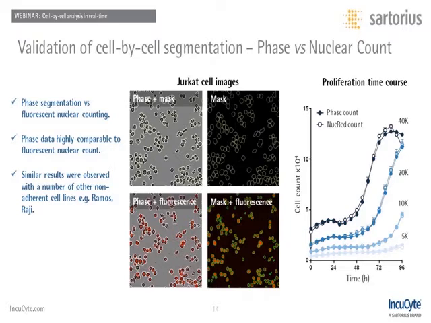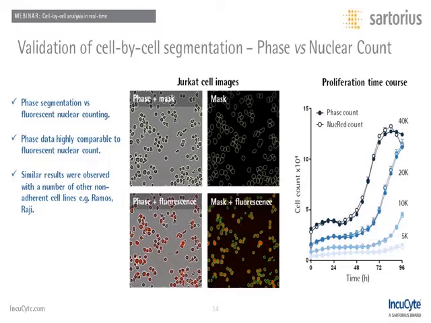Each image was analysed using cell-by-cell analysis, which is here in the top right image, with the mask applied in yellow, and the same image was analysed using nuclear counting, which is shown in the bottom right-hand image, where the mask is applied in green. In the far right panel, the data from each analysis method is shown on the graph with phase count, represented by closed circles, and nuclear count, or NucLight Red, by open circles. As you can see, each dataset is highly comparable and overlays the other almost exactly for all of the cell densities and for the entirety of the experiment.